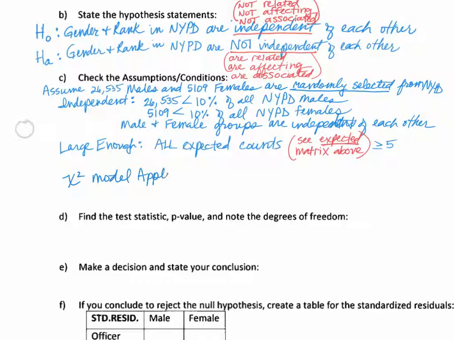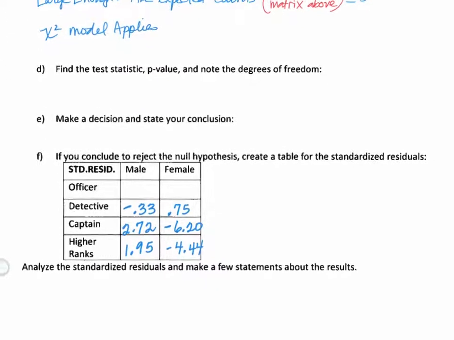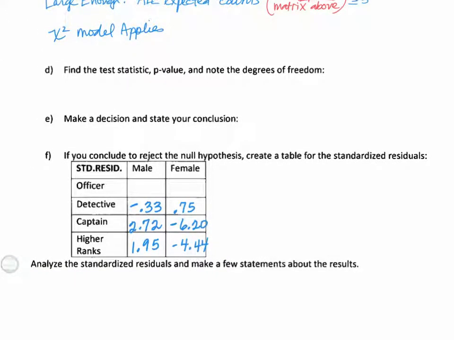All right. Find the test statistic, the p-value, and note the degrees of freedom. So we got chi-squared, we have our p-value. By the way, what would our degrees of freedom be? Remember that those are rows minus 1 times columns minus 1. Good, because there were 4 rows, 2 columns.